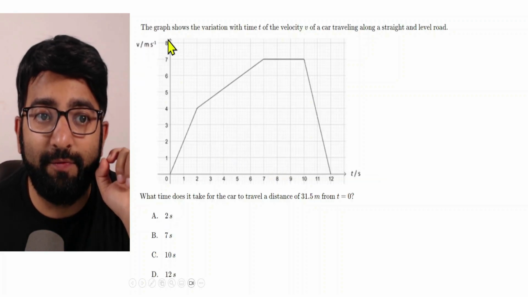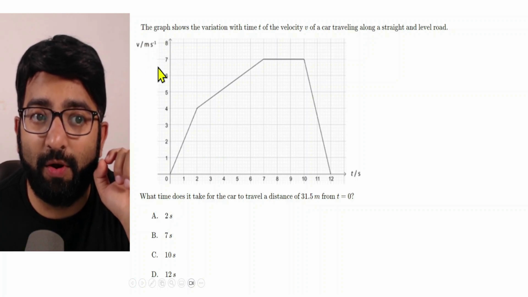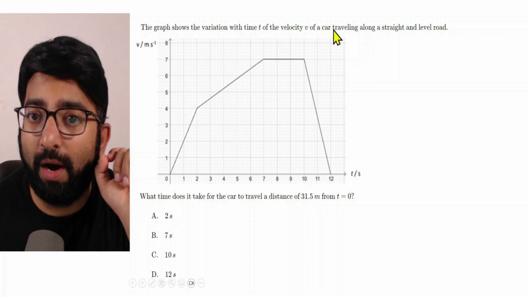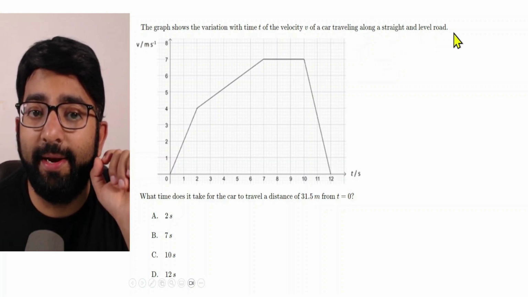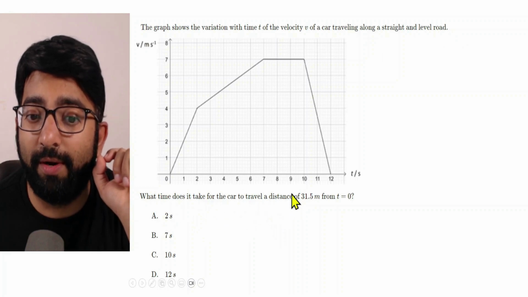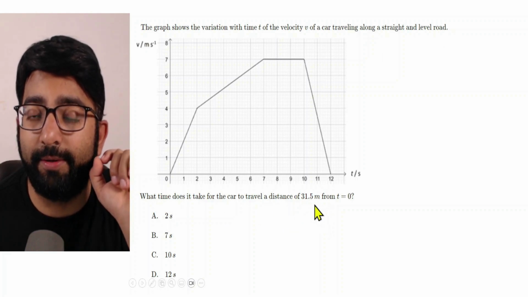So here we have a graph where on the y-axis it is velocity, x-axis is time. So this is a velocity time graph for a car which is traveling along a straight and level road. And the question is, what time does it take for the car to travel a distance of 31.5 meters?